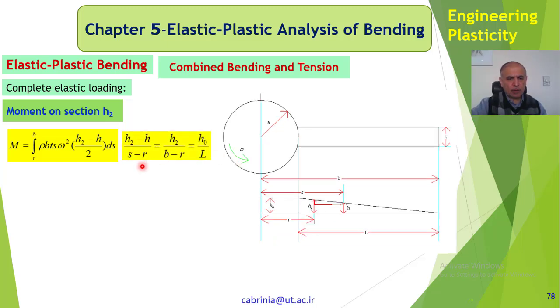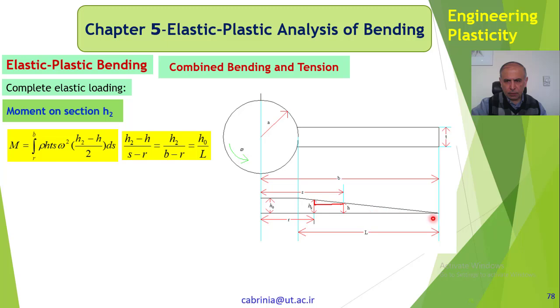Now, here h2 minus h divided by s minus r is equal to h2 divided by b minus r. And h0 divided by l, we get again from these triangles. h2 minus h is this length, and s minus r is that length. So that length divided by that length is equal to h2 divided by b minus r.